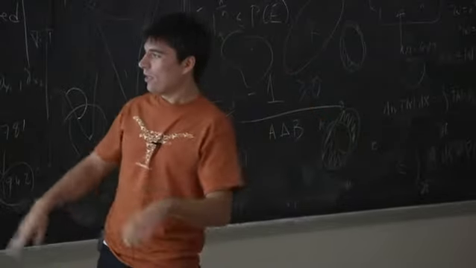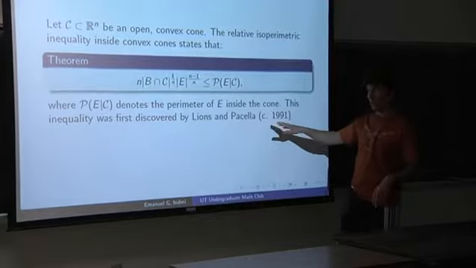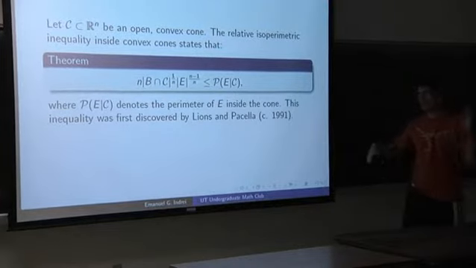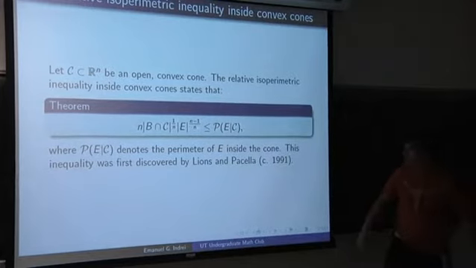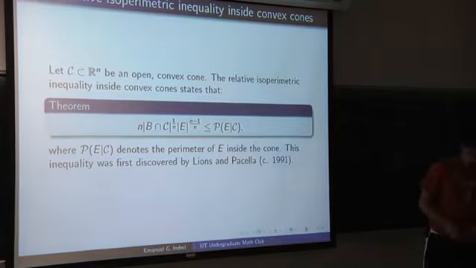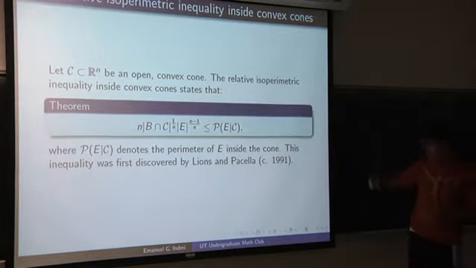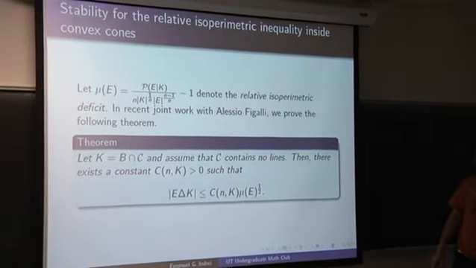In 91, this was done in generality. In 2-dimensional cases and such, I think we've had that since the 20s. But in 91 this was done in generality, and that's the way it looks. So the optimal set is the ball intersected with the cone. And my problem was to understand its stability.